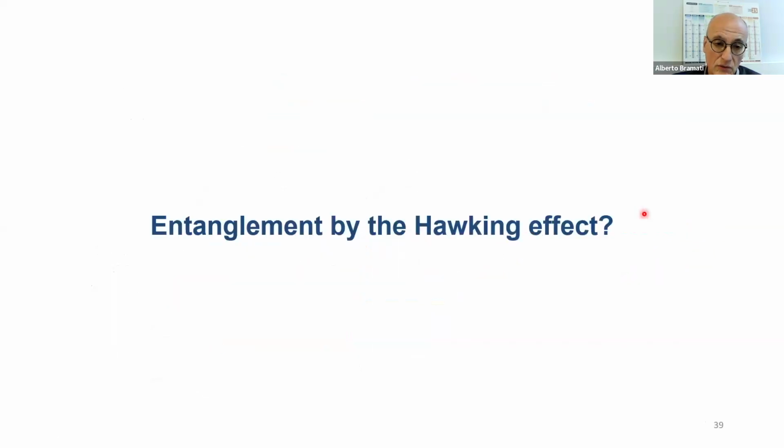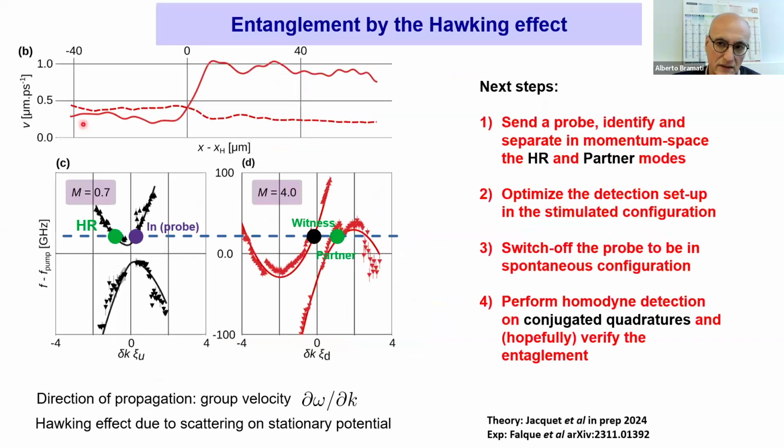So now, how is it possible to generate entanglement? The idea is to start first with a simple experiment, so not to look at the spontaneous emission in which vacuum fluctuations are scattered by the horizon, because the signal is really very weak, but to observe the so-called stimulated Hawking radiation. So in this case, we can send a probe here in the subsonic region.